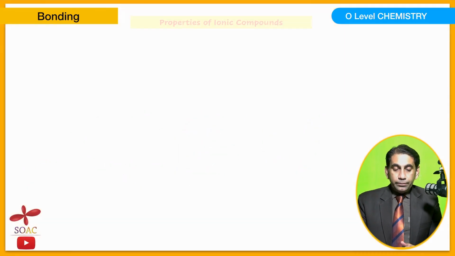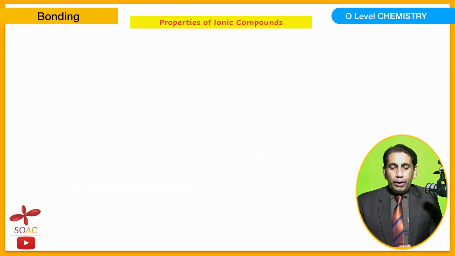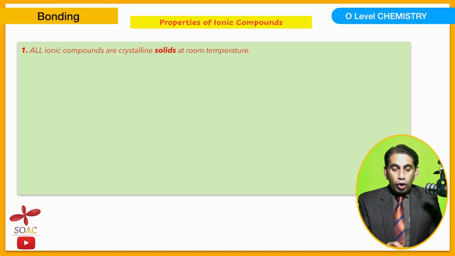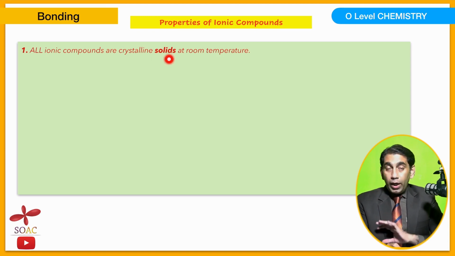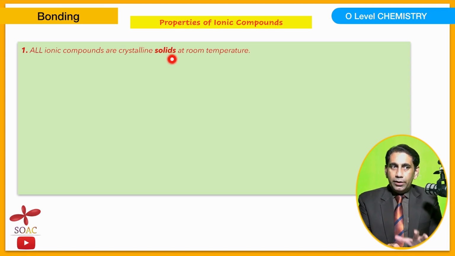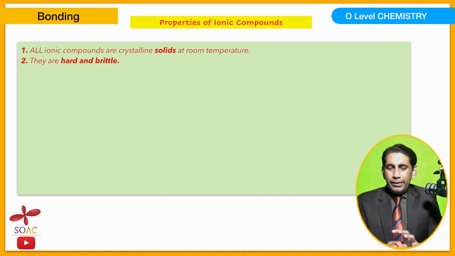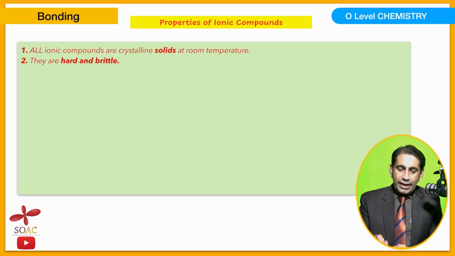Next one, properties of the ionic compound. There are basically overall six properties. Number one, all ionic compounds are solid at room temperature. All ionic compounds, no exceptions over here. All ionic compounds are solid at room temperature. They are hard and brittle. If they are hammered, they can be broken into different pieces. So they are hard and brittle. That is the second property.